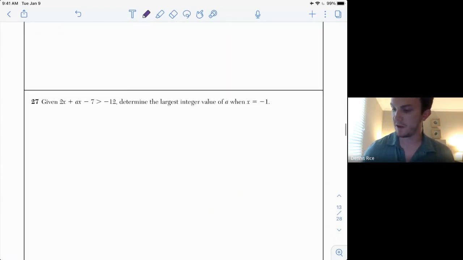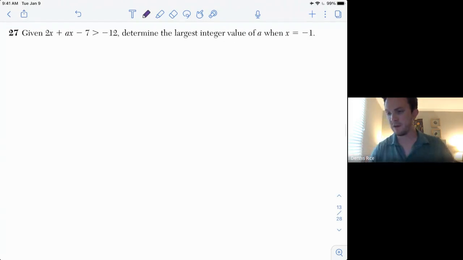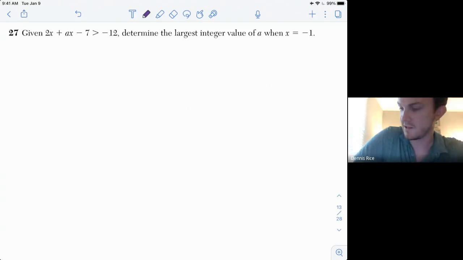Let's do this one together. This one is a little weird. I like this one. We'll do 27. For 27, we were given this kind of weird-looking inequality, and it said determine the largest integer value of a when x equals -1. You almost don't know what to do first here, because you're like, how am I going to solve this? There are different letters going on. So what do you think the first thing we should do is?